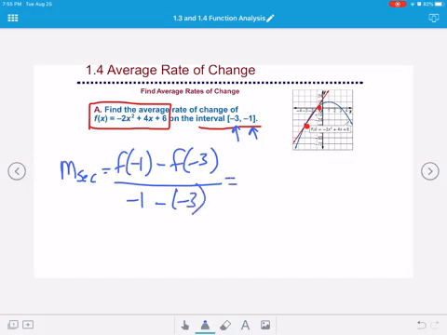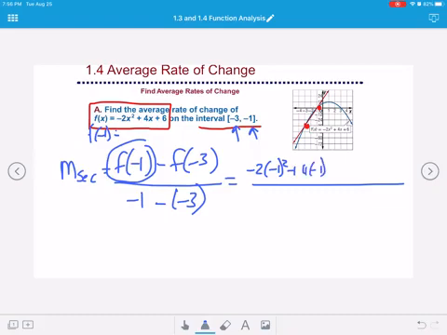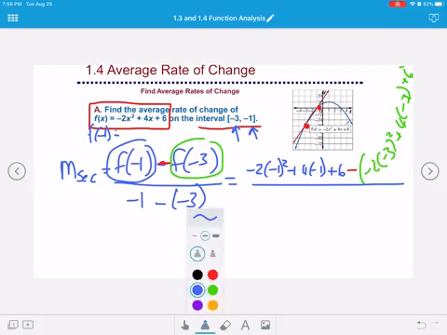So what will this become? Our function of -1, you could work it out separately here, but let's just write it all out in one great big ugly fraction. So this first part here is going to be -2 times -1 squared plus 4 times -1 plus 6. And then we are subtracting this lot. Because we're going to subtract the whole lot, you're going to need parentheses. So we've got -2 times -3 squared plus 4 times negative 3 plus 6. Please don't write like that on a test. And then in the denominator, we've got minus 1 subtract negative 3. That's like negative 1 plus 3.